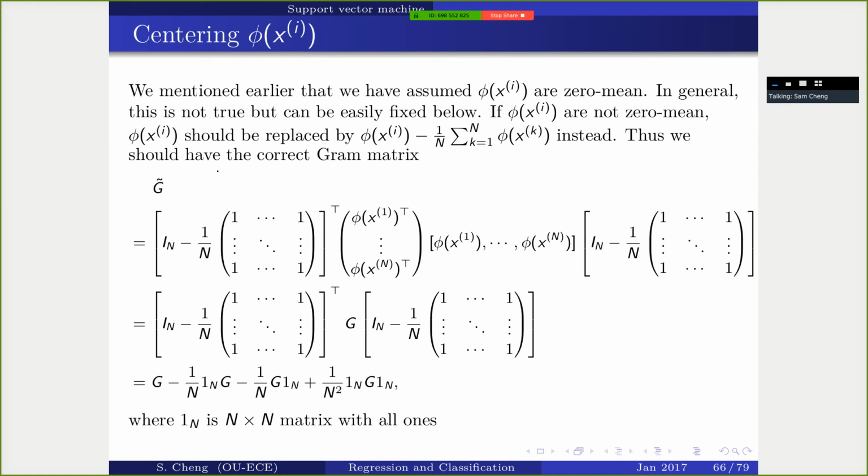There's one more thing we mentioned last time: we always assume that in the high dimensional space the data is centered. During the whole discussion we assume all the vectors have zero mean, so for the kernel case we assume the mean of phi x is 0. It may not be true in general, so what we can do is replace phi xi by this guy here. If you expand that out, you'll find it's essentially just replacing the Gram matrix G by this one instead.